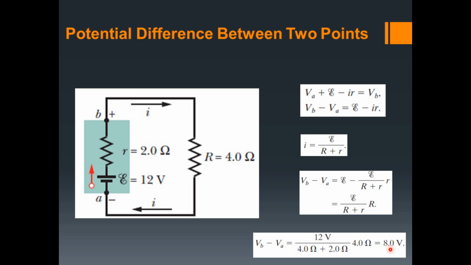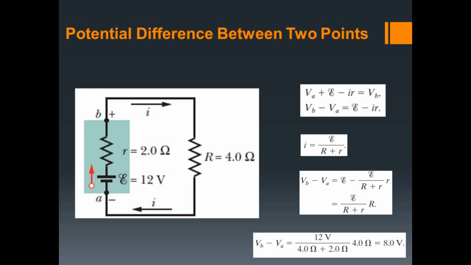So now look at this result, it is quite interesting. The potential difference between these 2 points, VB minus VA, turns out to be 8 volt, while the EMF is given as 12 volt. It means the potential difference that appears across the terminals of the battery is less than the EMF. And what is the explanation for this discrepancy, why is it smaller than the EMF? The reason is because in the real battery there is internal resistance and the voltage drops across this internal resistance.